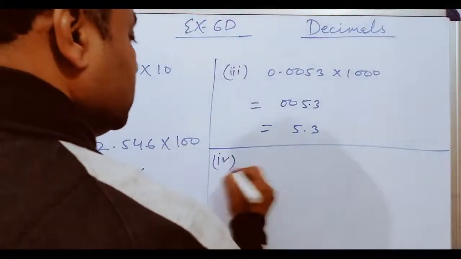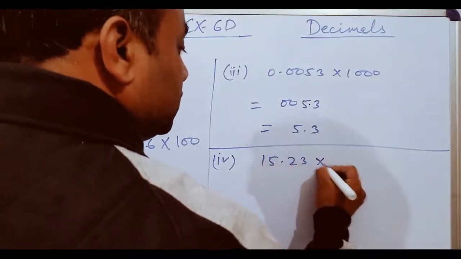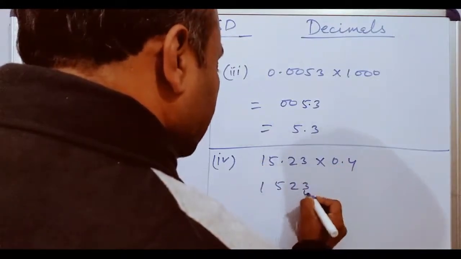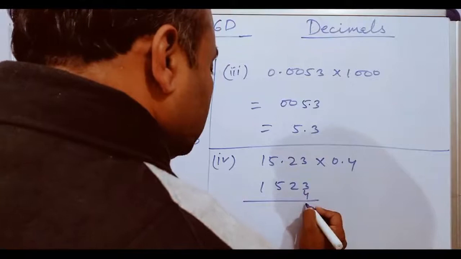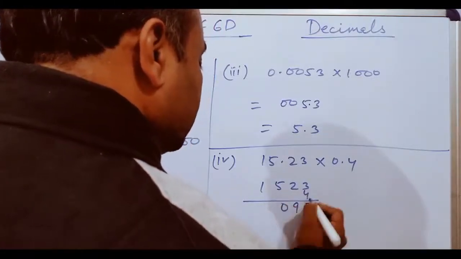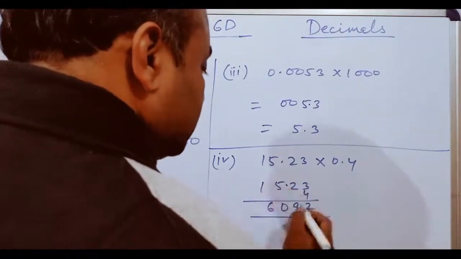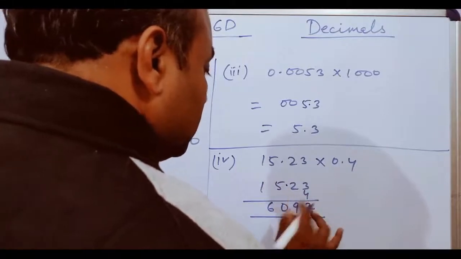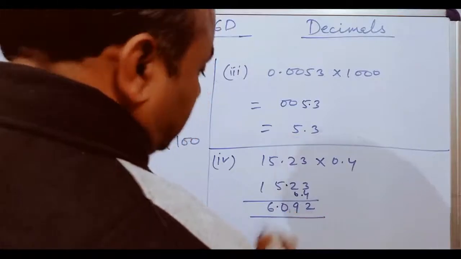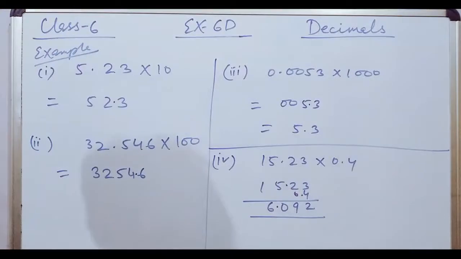Now another, 1.523 into 0.4. So what to do here? 1523 you multiply by 4. 4 threes are 12, 4 twos are 8, 1 is 9, 4 fives are 20, 4 ones are 4, 1 is 6. 4, 6, 0, 9, 2. Here 2 digits and here 1 digit, so after three digits the decimal is there. So count 1, 2, 3. Here we will put the decimal. Okay, these are the examples. Like this only we have to do.